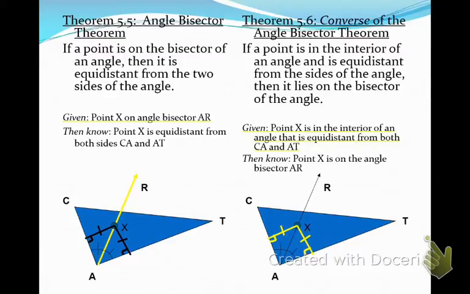In this case, the first thing we know is the yellow line: X is equidistant from the sides. As a result of that, I can say that this angle is congruent to that angle. The red line is the result of the theorem in this case. That's the converse. Any questions?